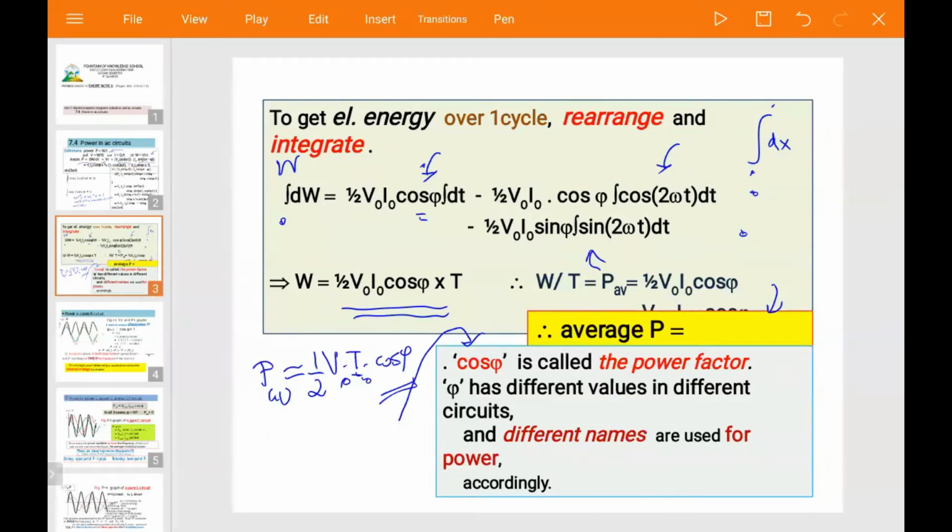Let me assume that you're there and let me tell you the answer. If we're in a pure inductor circuit, the voltage leads current by 90 degrees and the phase angle is 90 degrees. Cos 90 degrees is 0. So the power factor is 0. So that means the average power is 0.